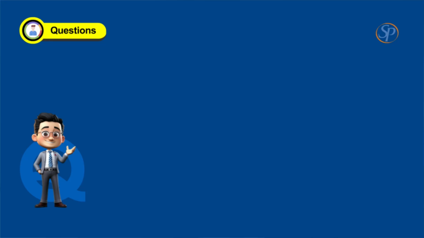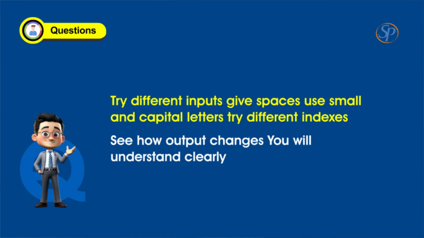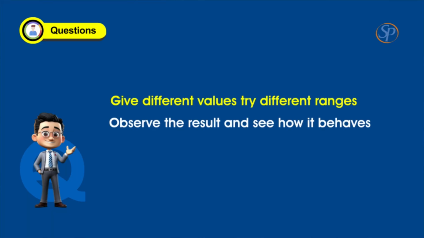Homework and questions. Before we end this video, I have a small task for you. Don't just watch, try it yourself. Use these methods and write code: length, toUpperCase, trim, charAt, substring, contains. Try different inputs, give spaces, use small and capital letters. Try different indexes. See how the output changes. You will understand clearly. Also try this: give different values, try different ranges, observe the result and see how it behaves. This makes concepts easy. Now think about this.